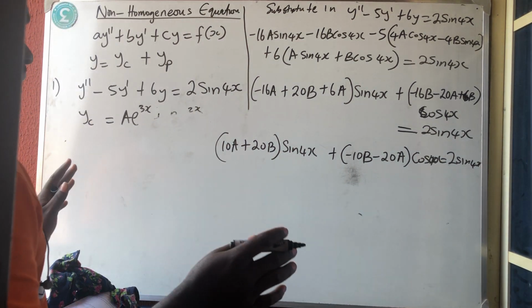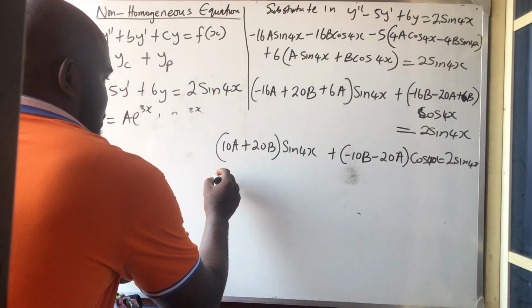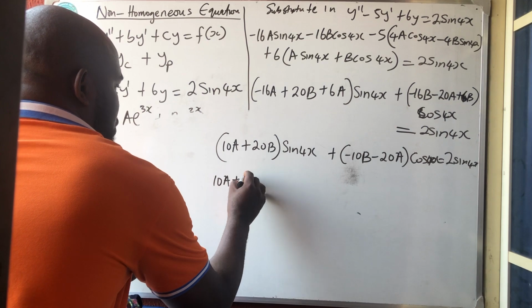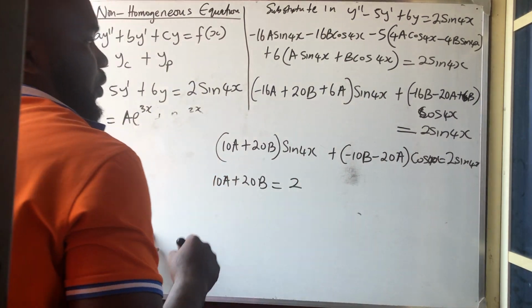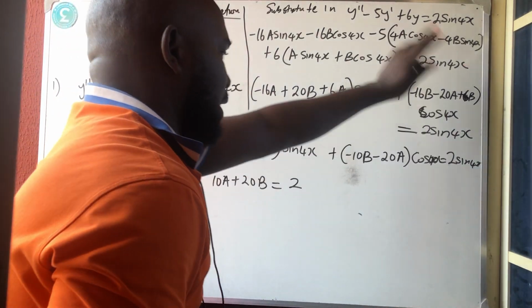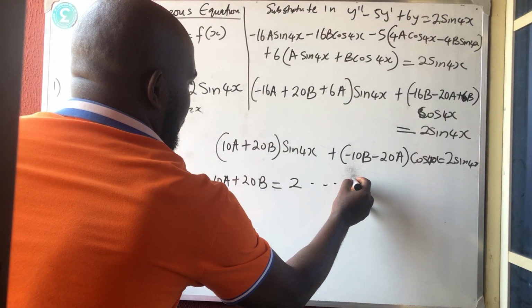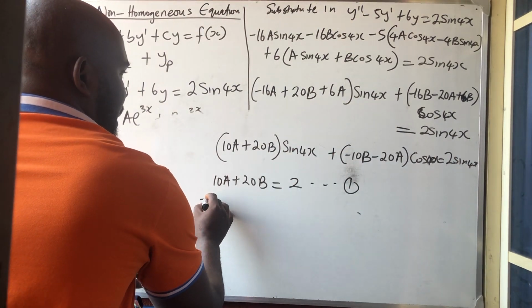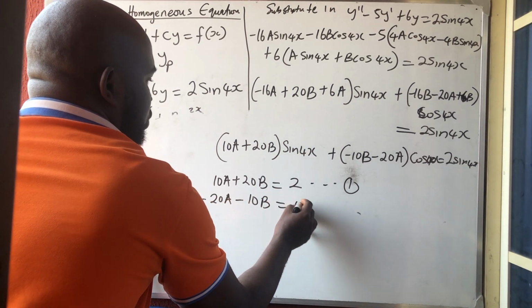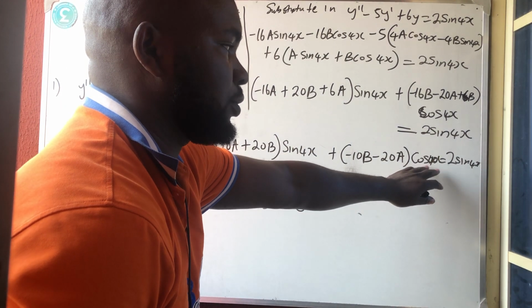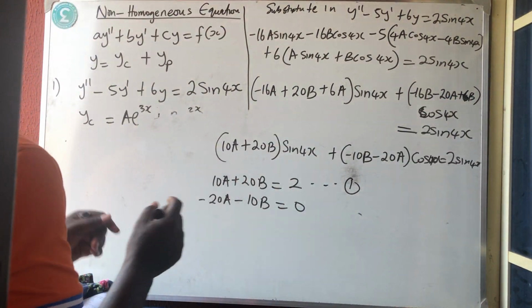Okay, so let us compare now. By comparison, I'm having that 10a plus 20b is equal to 2, because sine 4x will cancel sine 4x. That is equation 1. Then equation 2 says minus 20a minus 10b is equal to 0, because there is no cos term on the right side, so we say it's equal to 0. So let us solve.